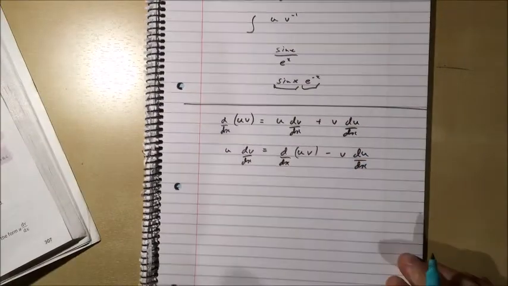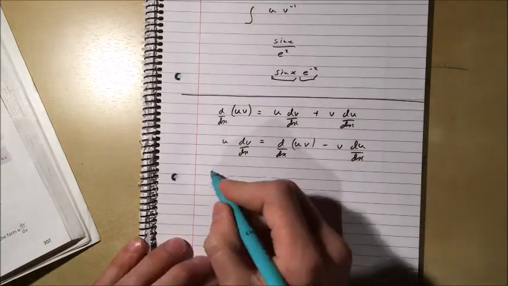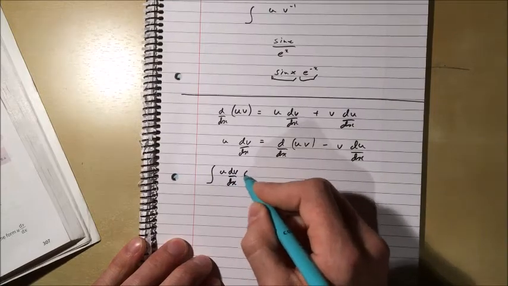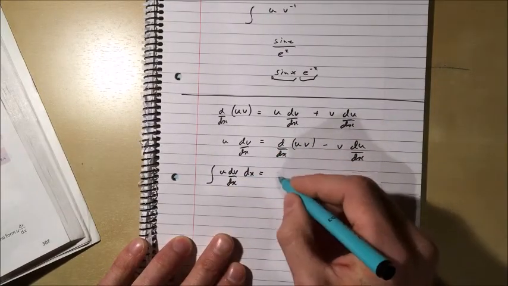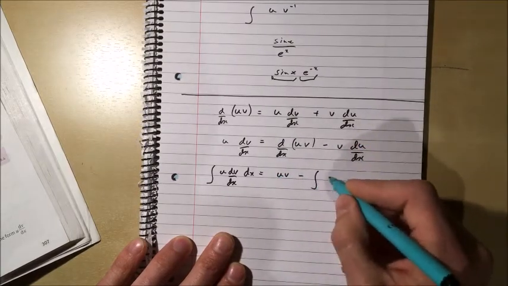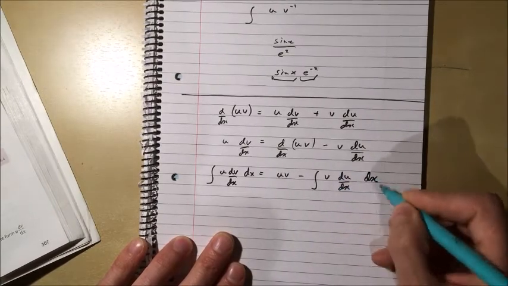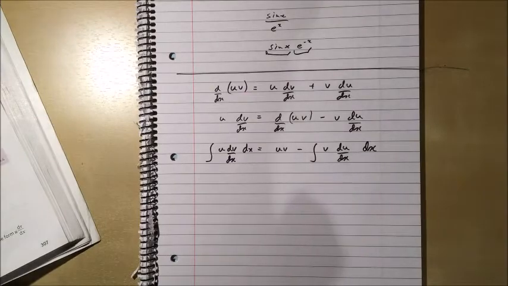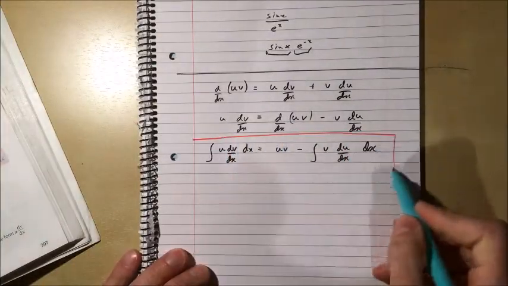Okay? Now what I'm going to do is integrate this side and integrate this side. So the integral of u dv by dx equals, well, the integral of this with respect to x is uv, minus the integral of this bit, which is v du by dx with respect to x. Okay, and you're thinking, well, that's a nice horrible mess. Now what? Well, now what is our integration by parts formula.